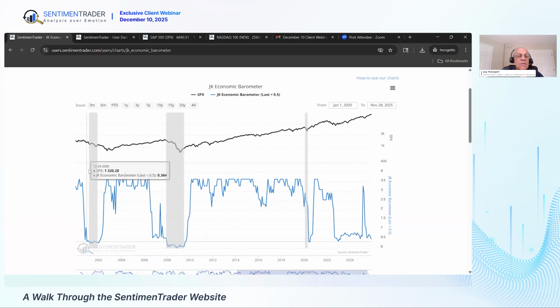In the 2000 to 2002 bear market, eventually this dropped down and said, okay, we're in economic trouble, and the stock market kept going. Same thing in 2008.